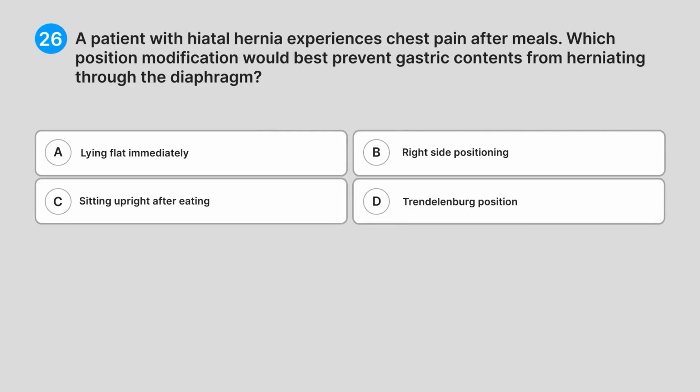26. A patient with hiatal hernia experiences chest pain after meals. Which position modification would best prevent gastric contents from herniating through the diaphragm? A. Lying flat immediately. B. Right side positioning. C. Sitting upright after eating. D. Trendelenburg position.